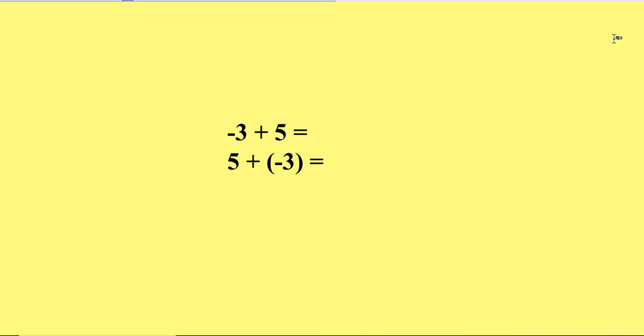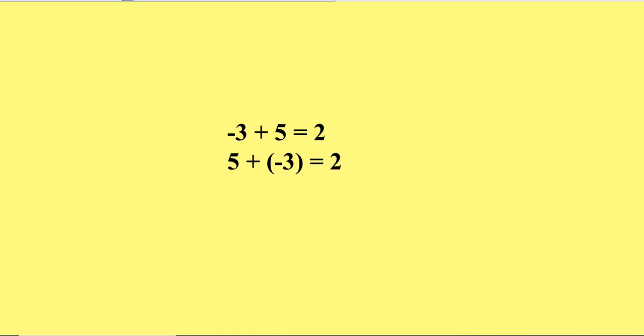Now let us look at the next property. Do these two questions: negative 3 plus 5, and 5 plus negative 3. What is negative 3 plus 5? It is 2. 5 minus 3, the bigger number is 5, so you are getting 2 as the answer. Now what is 5 plus negative 3? Different sign, subtract 5 minus 3, the bigger number's sign is positive. So you are getting positive 2. In both cases, negative 3 plus 5 and 5 plus negative 3, both answers are correct.